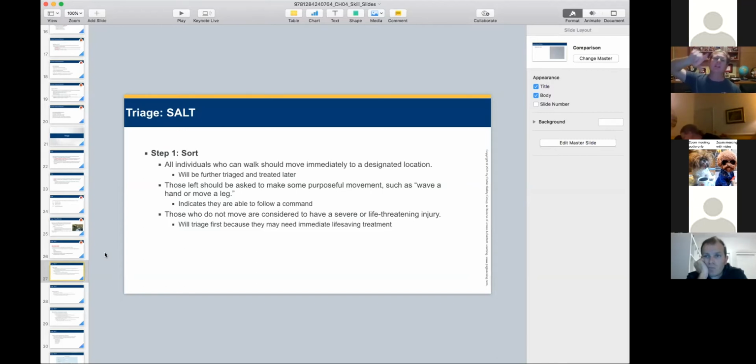I cleared the entire mall in 2 minutes and they had to stop the drill because they weren't expecting somebody to do that. That's the first thing you do on an MCI, no matter how big or small it is. If you can hear me and you can understand me, I want you to stand up and walk, and give them a place to walk to. That'll sort out all your walking wounded.